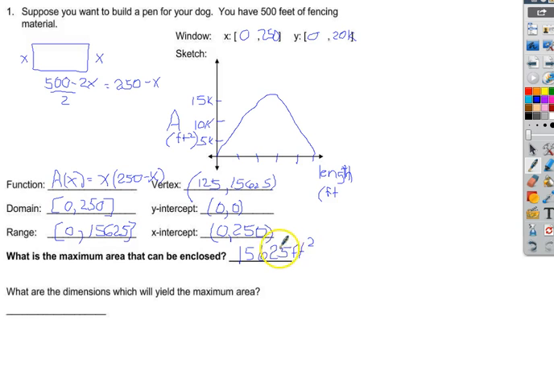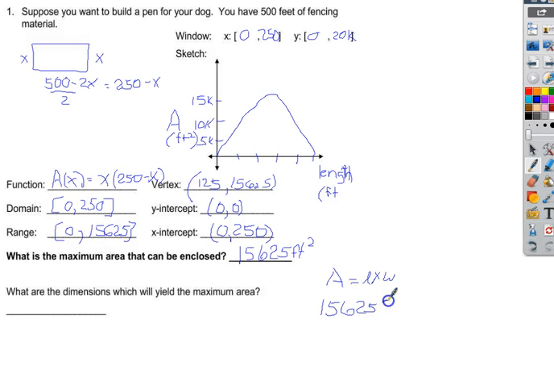All right. Then the next one says, what are the dimensions which will yield the maximum area? Well, we have our formula. Area is equal to length times width. We know that our maximum area is 15,625. And how do we get that?